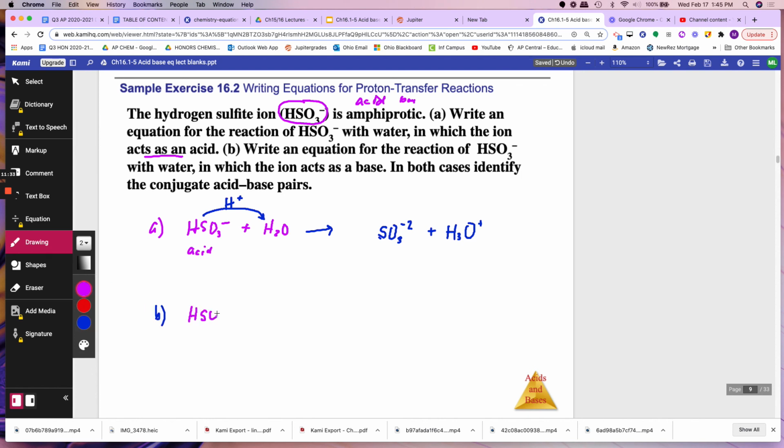Okay, so HSO3 minus plus water. It says for B, write an equation for the reaction of HSO3 minus with water, in which the ion acts as a base. So this is now acting as a base, and bases take H. So now you're going to have H2SO3 because it took the H. Plus 1 minus 1 is 0. And now your water lost one of the H's and left an electron behind. Okay?